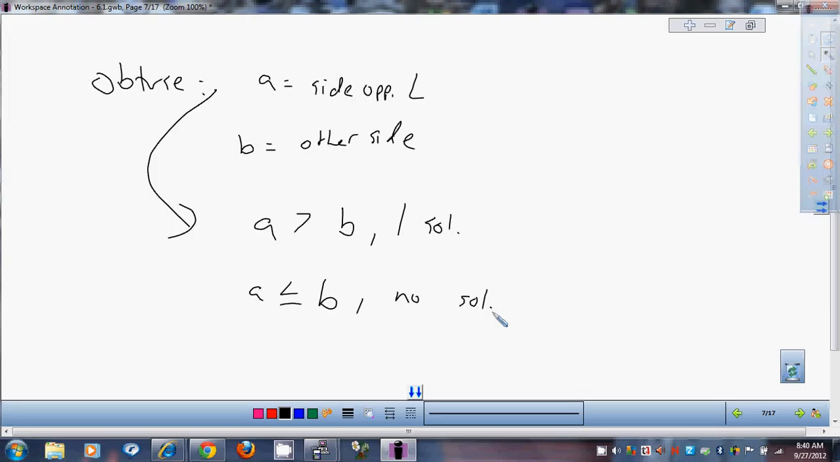Are there any questions about something we've written down before we start solving these triangles?